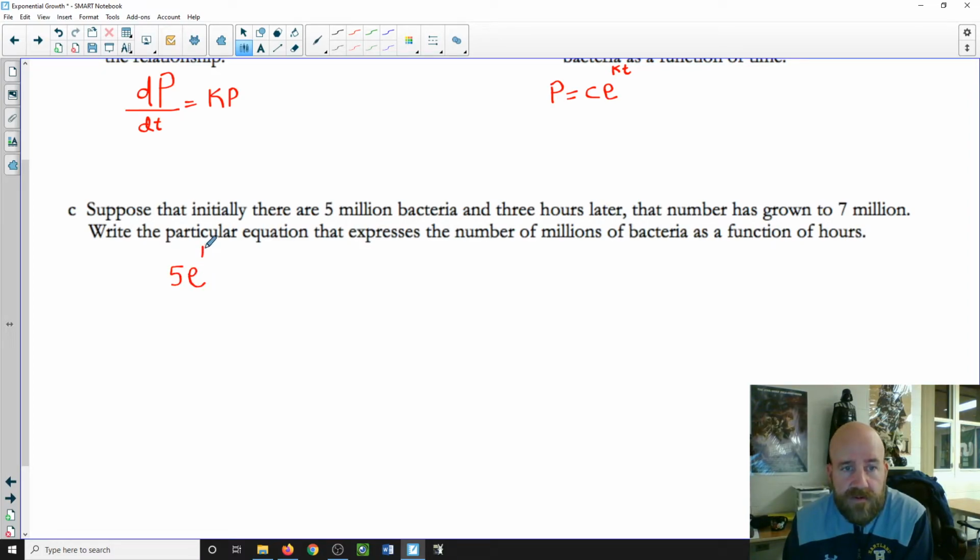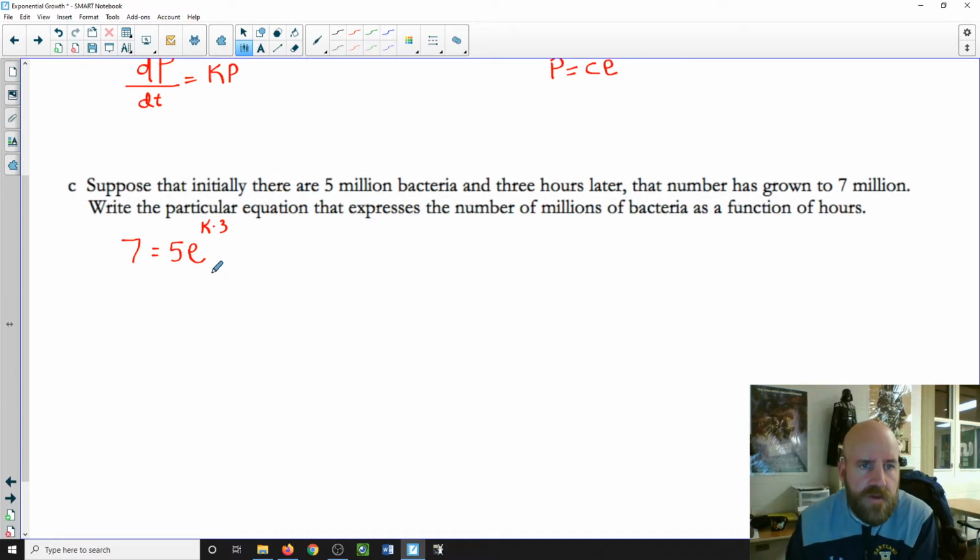e to the k, we don't know what k is. We need to find k. And then 3 hours. At the end of 3 hours, we know that our equation would produce a 7. So that's what we're going to write there. Now we have to use this equation to solve for k because we don't have any kind of rate of change. Like in the other example, we had rate of change. That's why we plugged it into our differential, to find the k value. So at this point, it's all algebra. We're plugging in known values to find unknowns. So now we can solve for this.